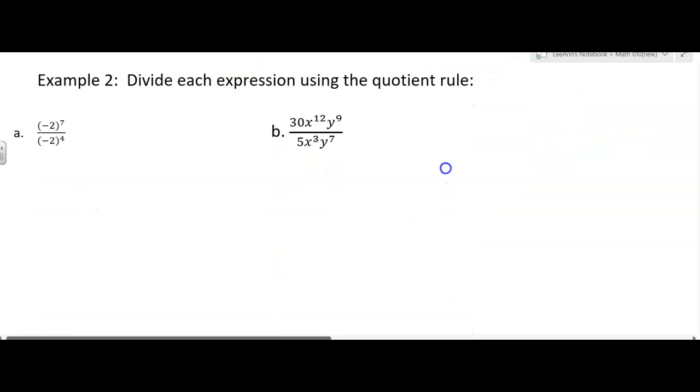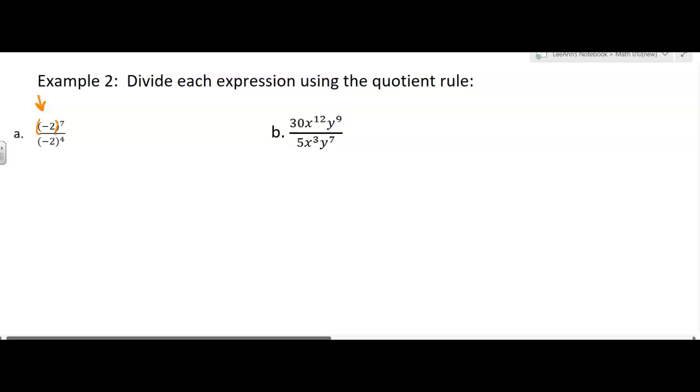All right, so here's some examples to try. Divide each expression using the quotient rule. So I want to talk a little bit about this first one. What is the base there? Well, the base is -2. So it's important that we recognize what the base is. We know it's a base of -2 because of these parentheses, okay? So they're talking about -2 times -2 times -2, 7 of those in the numerator, and then -2, 4 of them in the denominator.